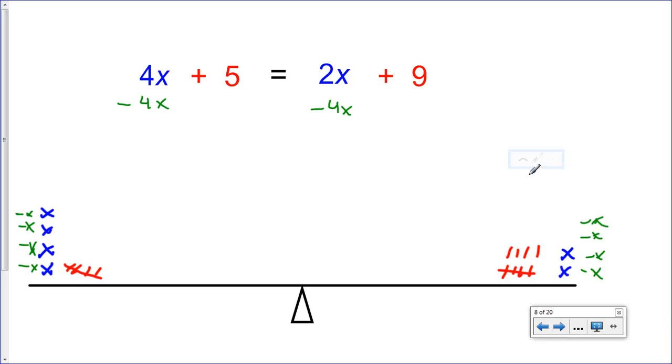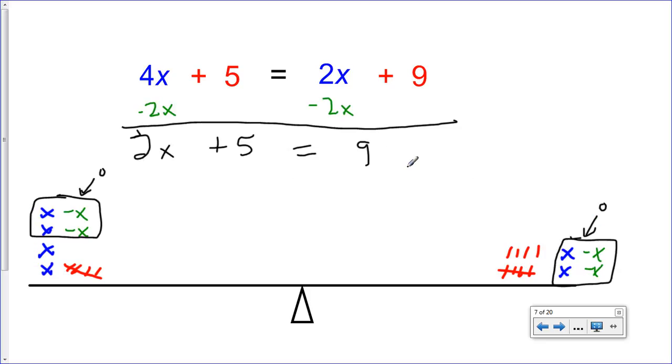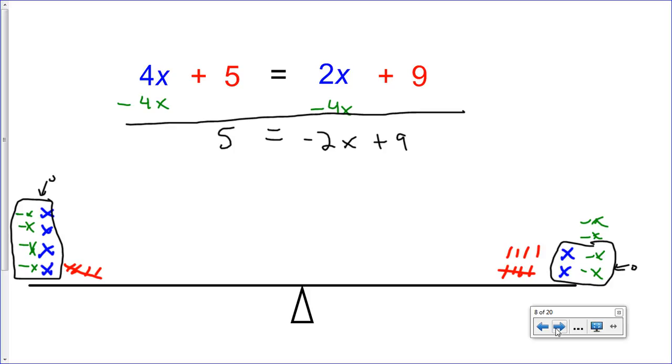The result being, well, I got 0 here. Inverse property. X and negative x, those are opposites. Opposites cancel out. Opposites add up to 0. And here I have 4 pairs of opposites. 0. So the result is 0 plus 5, 5 equals, negative 2x is the result here. 2x and negative 4x, 2 positives and 4 negatives, that's 2 negatives. So this equation and this equation here are equivalent. You're still going to get the same solution.